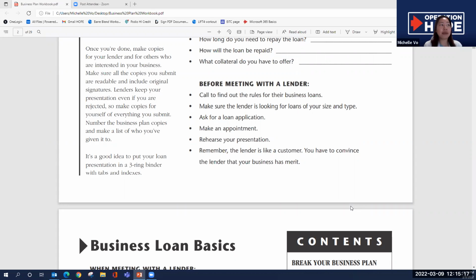And if you have time, rehearse your presentation, because the lender is just like a customer. You have to convince the lender that your business actually has merit and that it's going to work. It may sound ridiculous, but rehearsing your presentation is one of the things I highly recommend when you want to ask another investor or lender for a loan.